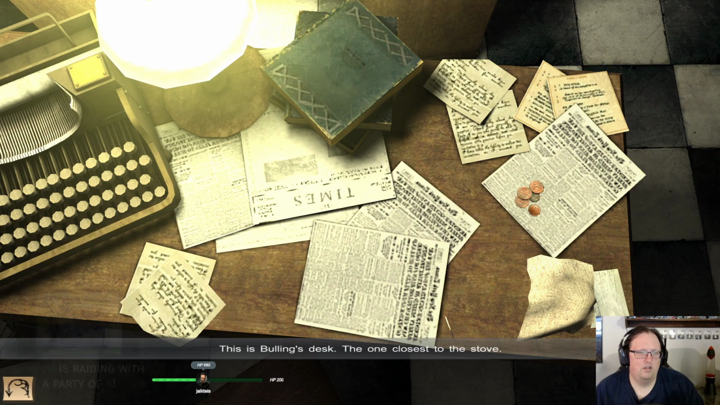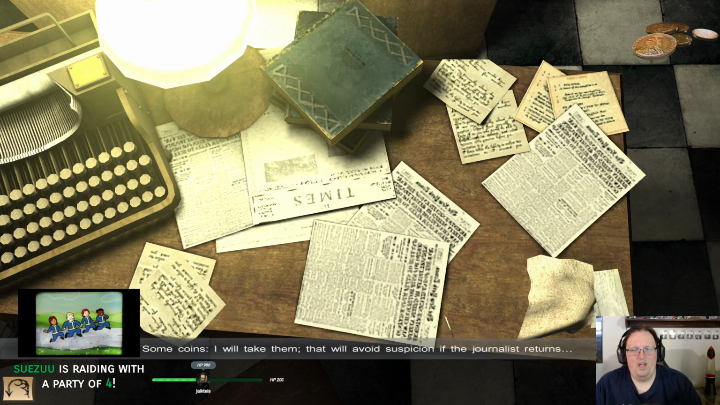Ha. This is Bulling's desk, the one closest to the stove. Some coins. I will take them. That will avoid suspicion if the journalist returns.